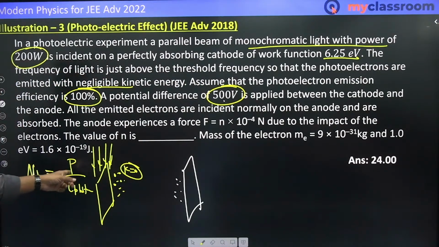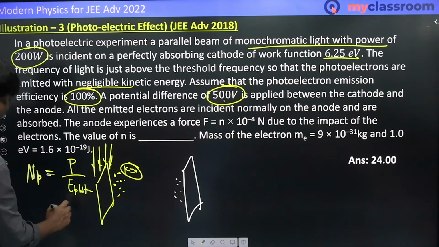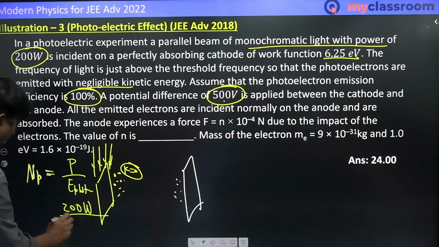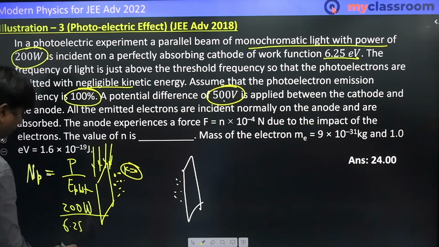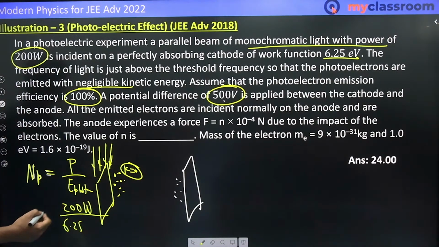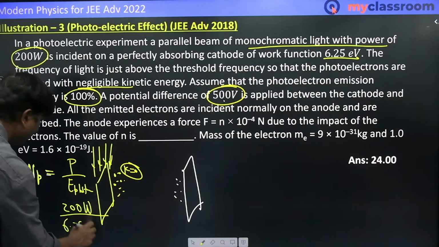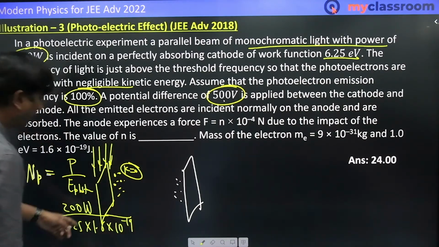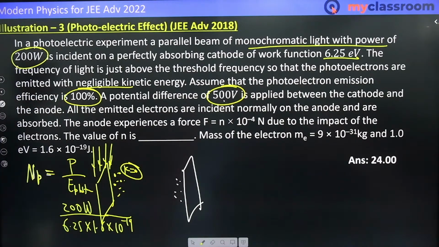But the power they have given is in watts. So how do you calculate? Power is 200 watts, and the energy of each photon is 6.25 electron volts. Please convert it into joules. 1 electron volt is equal to 1.6 into 10 power minus 19 joules, so 6.25 electron volts is equal to 6.25 into 1.6 into 10 power minus 19 joules.